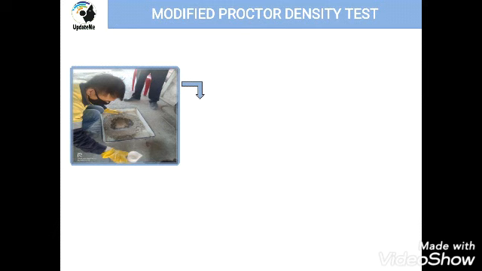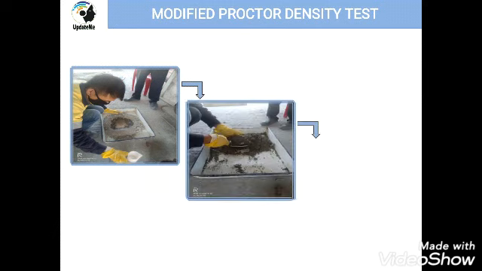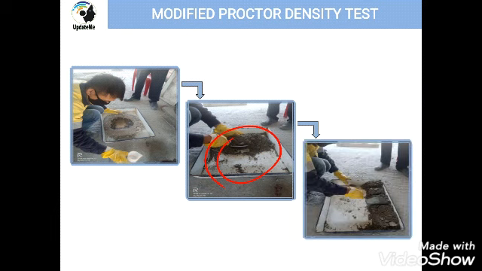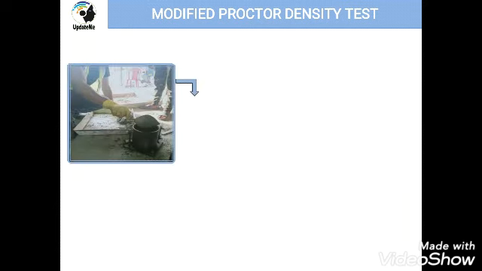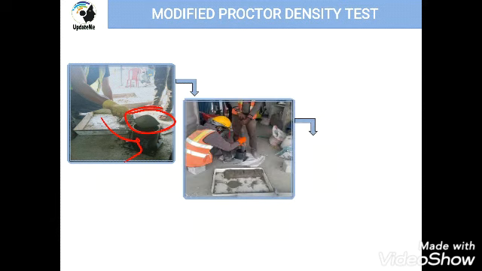We have to mix the soil and water. With the help of a trowel we are mixing properly. Then we have to divide the soil into 5 portions. Why are we dividing? Actually we have already said that we have to fill the molds in 5 layers. That's why we are dividing the whole soil portion into 5 portions. We have to fill the mold in 5 layers with the help of a trowel. After that, compaction by the help of a rammer. In each layer we have to put 55 blows.